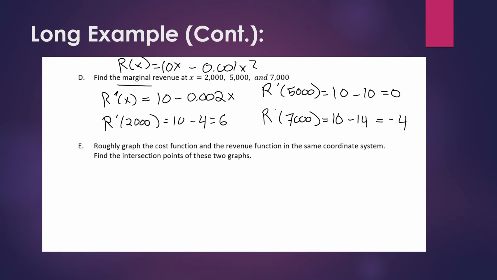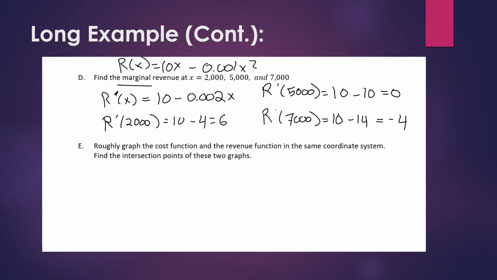So before we move on to E, let's just think about that. So the marginal revenue is talking about how my revenue will increase if I increase production. So R prime of 2,000 is positive 6, which means that approximately for the next unit that I make, I will bring in another $6 in revenue. So if you were in charge of manufacturing, would you want to increase production, keep production the same, or decrease production? I would say, hey, if I'm making another $6, let's just keep producing.